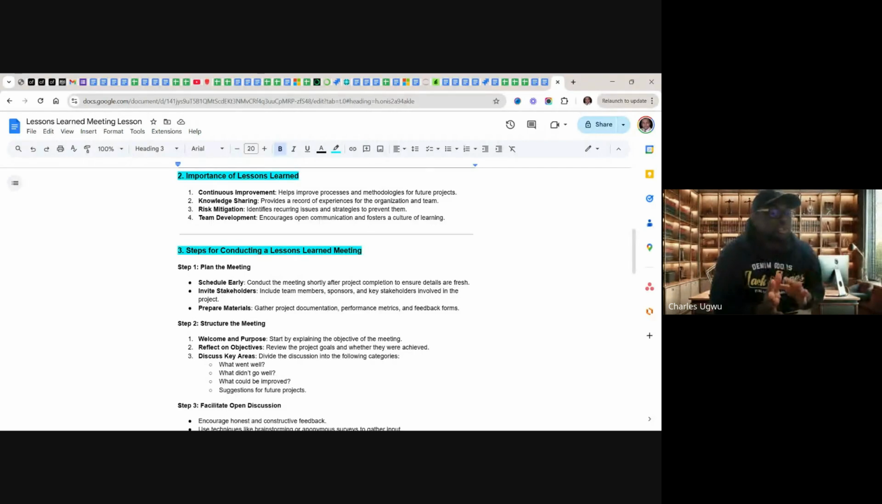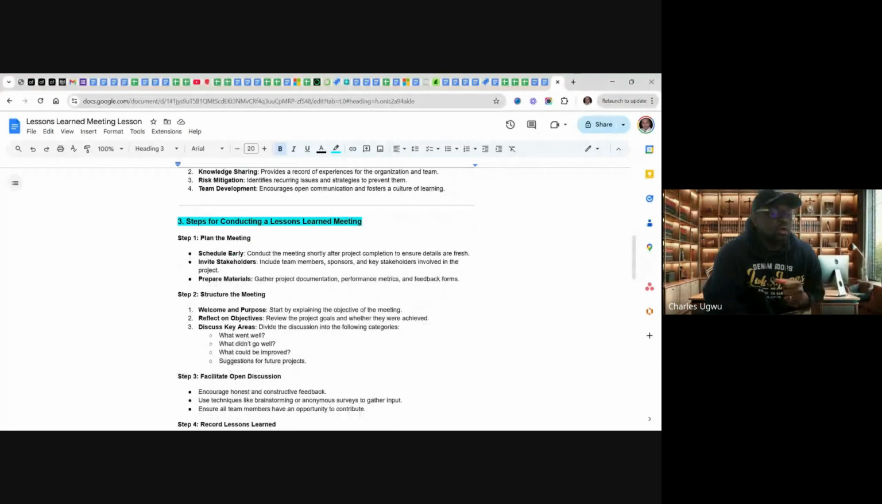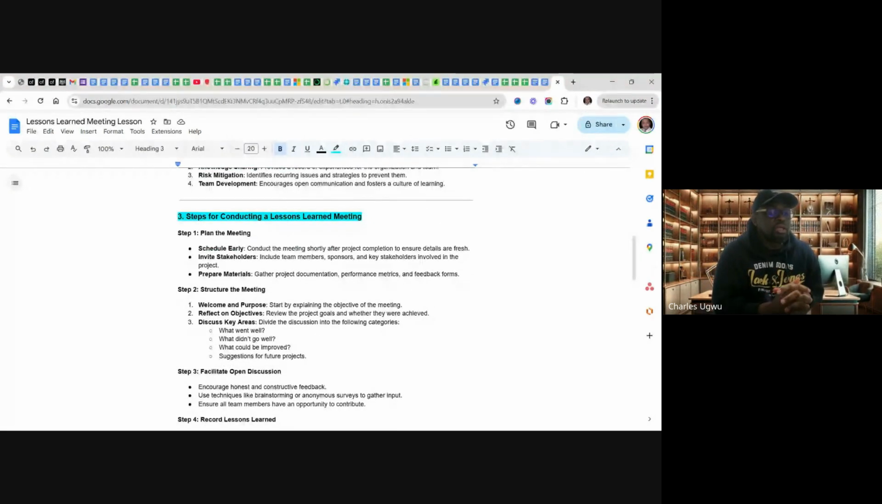So these are some of the things you need to put in place before the meeting, and then structure the meeting. Welcome and purpose. Start by explaining the objective of the meeting, reflect on the objective, review the project goals and whether they were achieved. Because so many times we close a project, we didn't even know whether we achieved the purpose. Immediately we say project closed, everybody is gone.